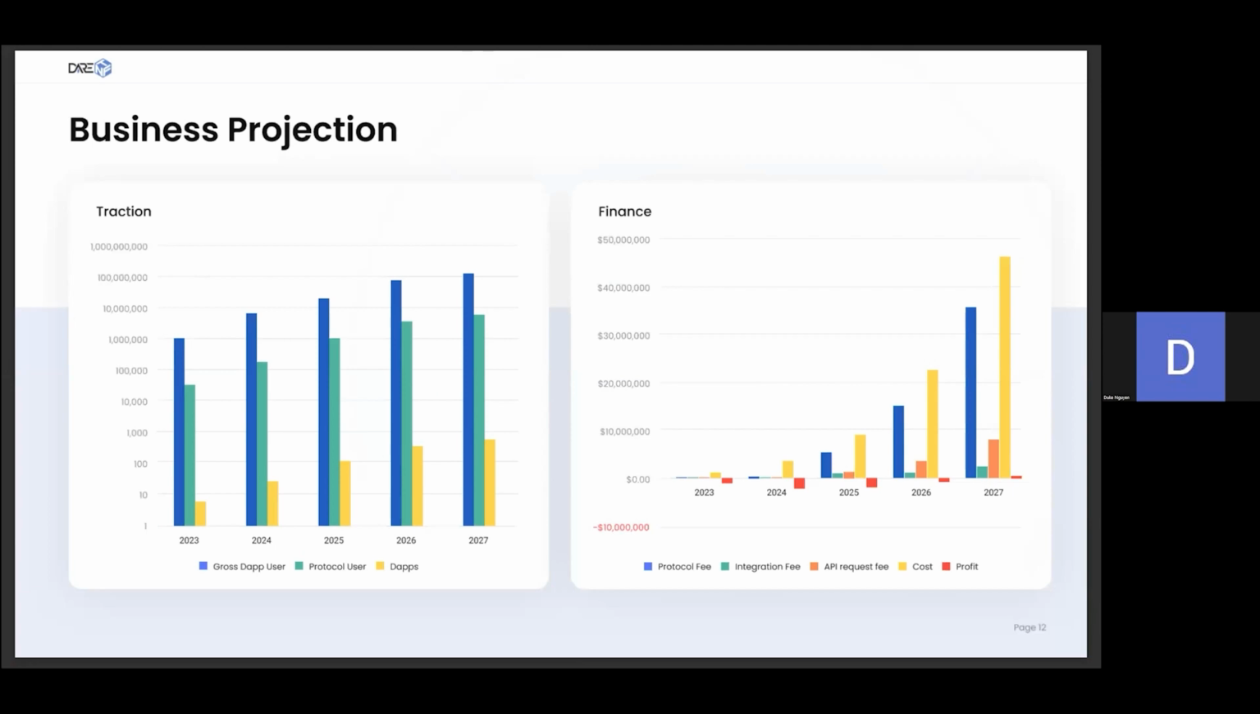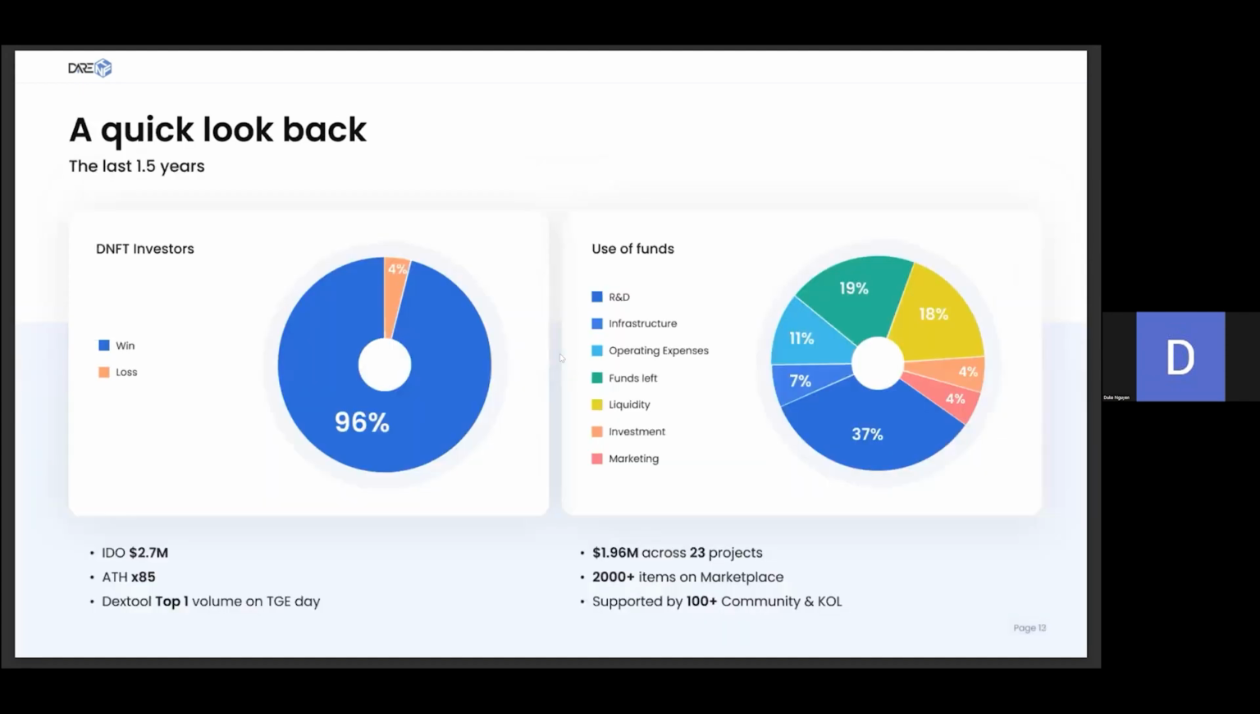And here are business projections. Initially, we have revenue streams from protocol fee, integration fee, and API request fee. But in the future, we can add more premium features to explore new revenue streams from the existing user base. And here is a quick look back. In 1.5 years, we have had some traction selling NFT items on Dare, with a lot of support from communities and KOLs.